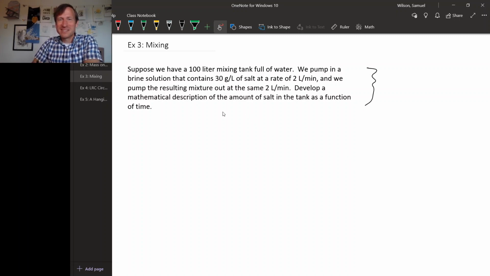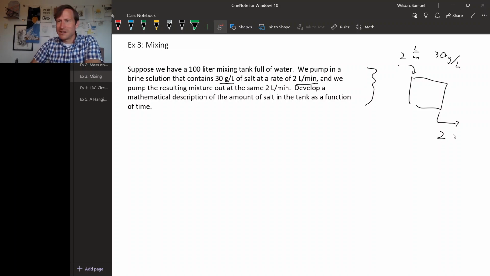We have a 100-liter mixing tank full of water, so some sort of tank here, and we pump in a salt brine at a rate of 2 liters per minute, and this brine has 30 grams of salt in it per liter. And we pump out whatever the resulting mixture is at the same rate, so 2 liters per minute. Let's develop a mathematical description of the amount of salt in the tank. So we're pumping in at 2 liters per minute, and this is 30 grams per liter, and we're pumping out at 2 liters per minute.